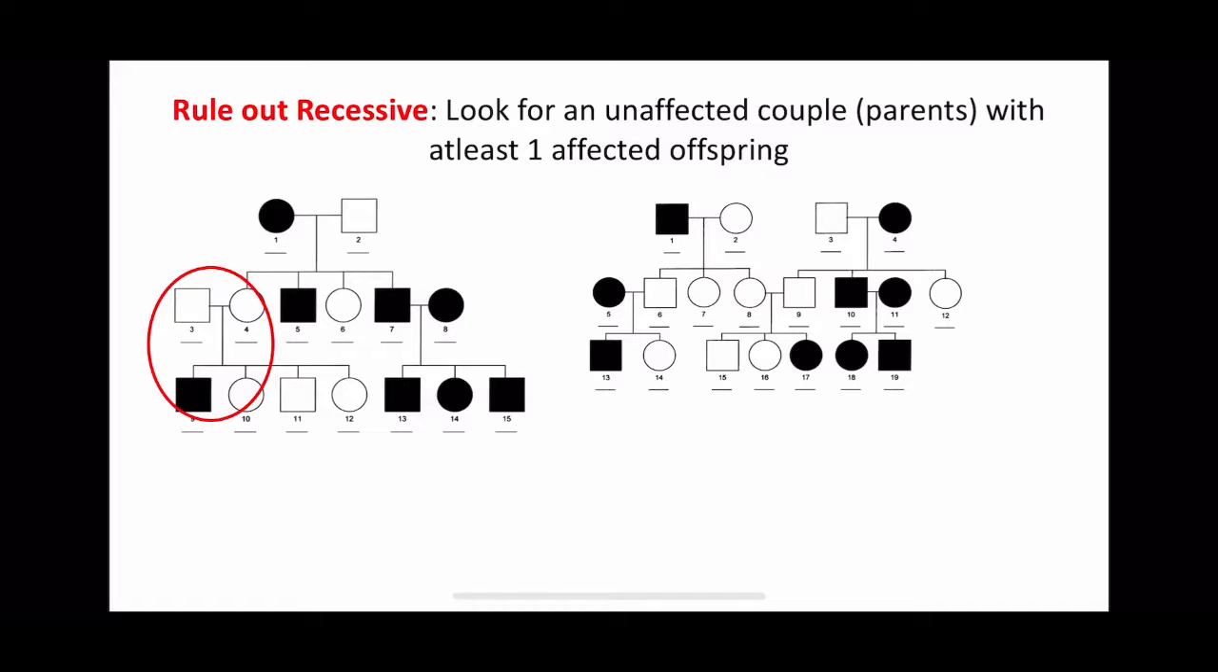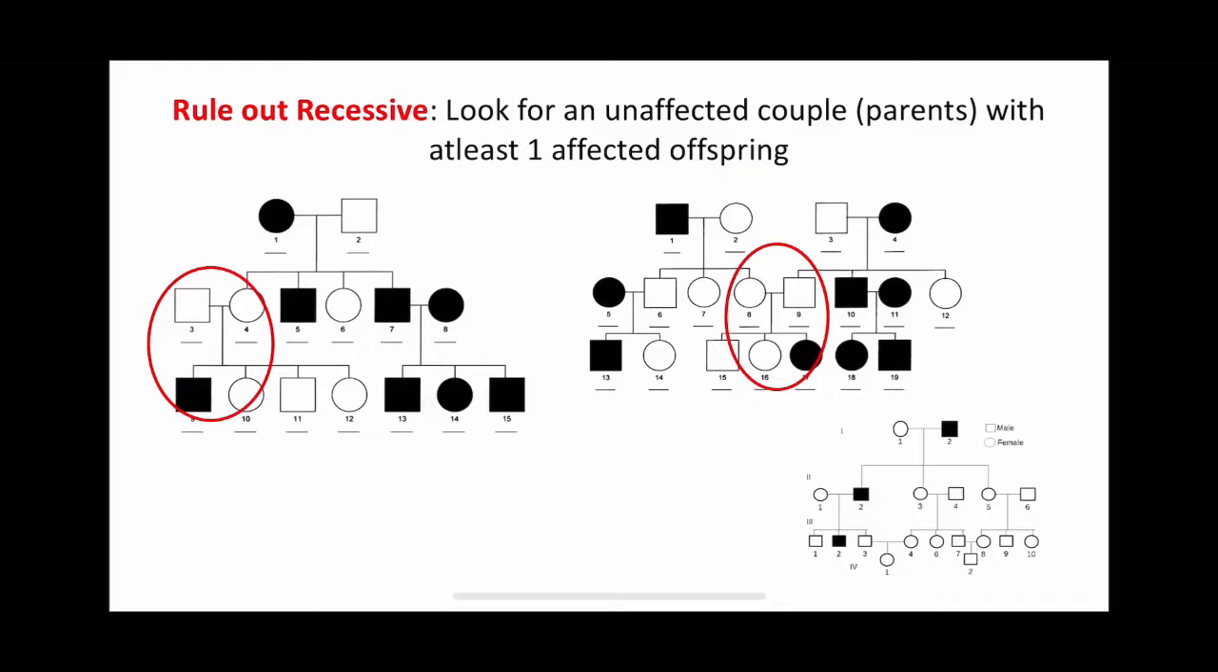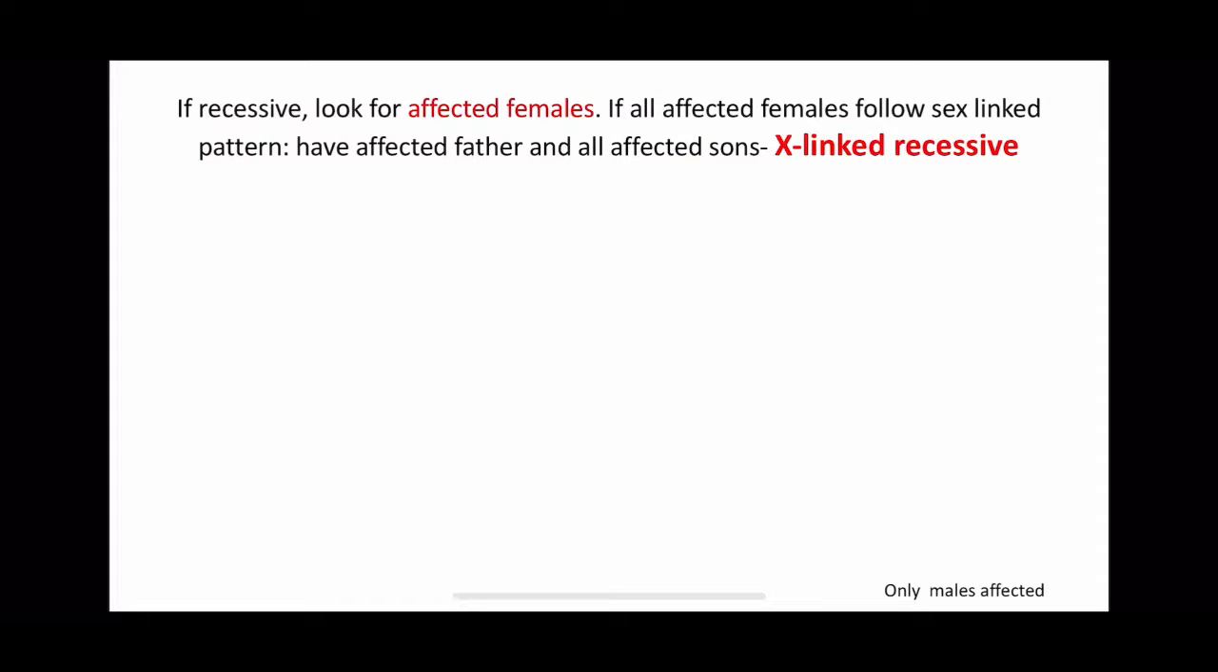So any number of the children can be affected, but at least one has to be affected and the parents have to be unaffected. Again, here you see both the parents are unaffected but the daughter is affected. In case you find that the parents are unaffected but the children are also not affected, that doesn't fulfill the criteria. That's not recessive one. So our criteria for recessive is parents unaffected, at least one child affected. Good. So now you have found that your pedigree is recessive.